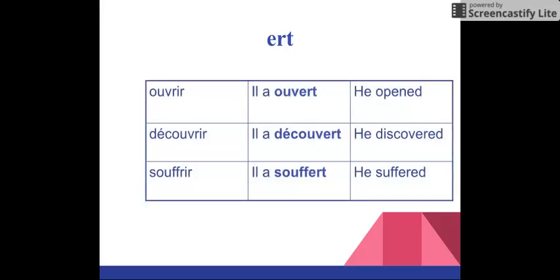The next group ends in ert. We have ouvrir, découvrir, et souffrir. So, ouvrir becomes il a ouvert, he opened. Découvrir, il a découvert, he discovered. Souffrir, il a souffert, he suffered.